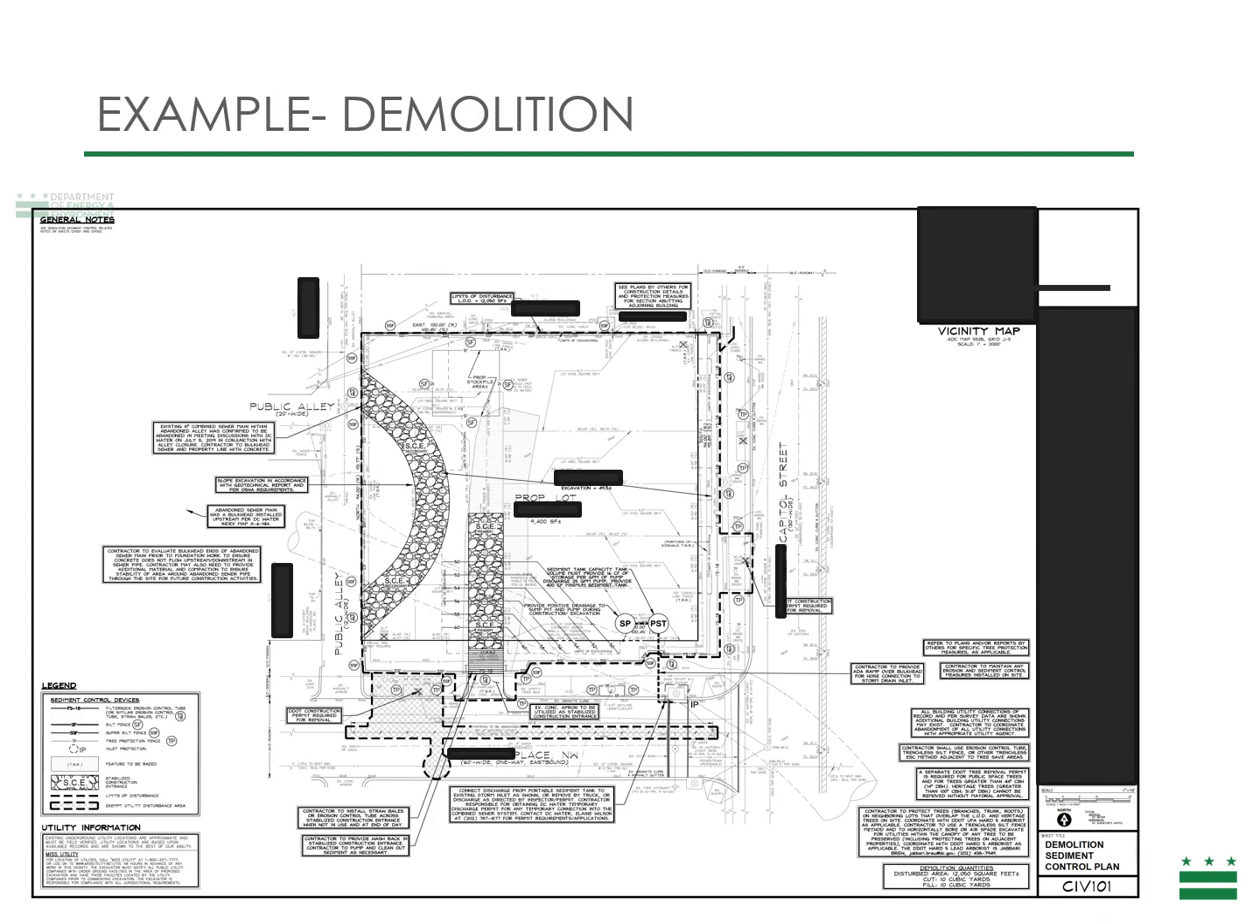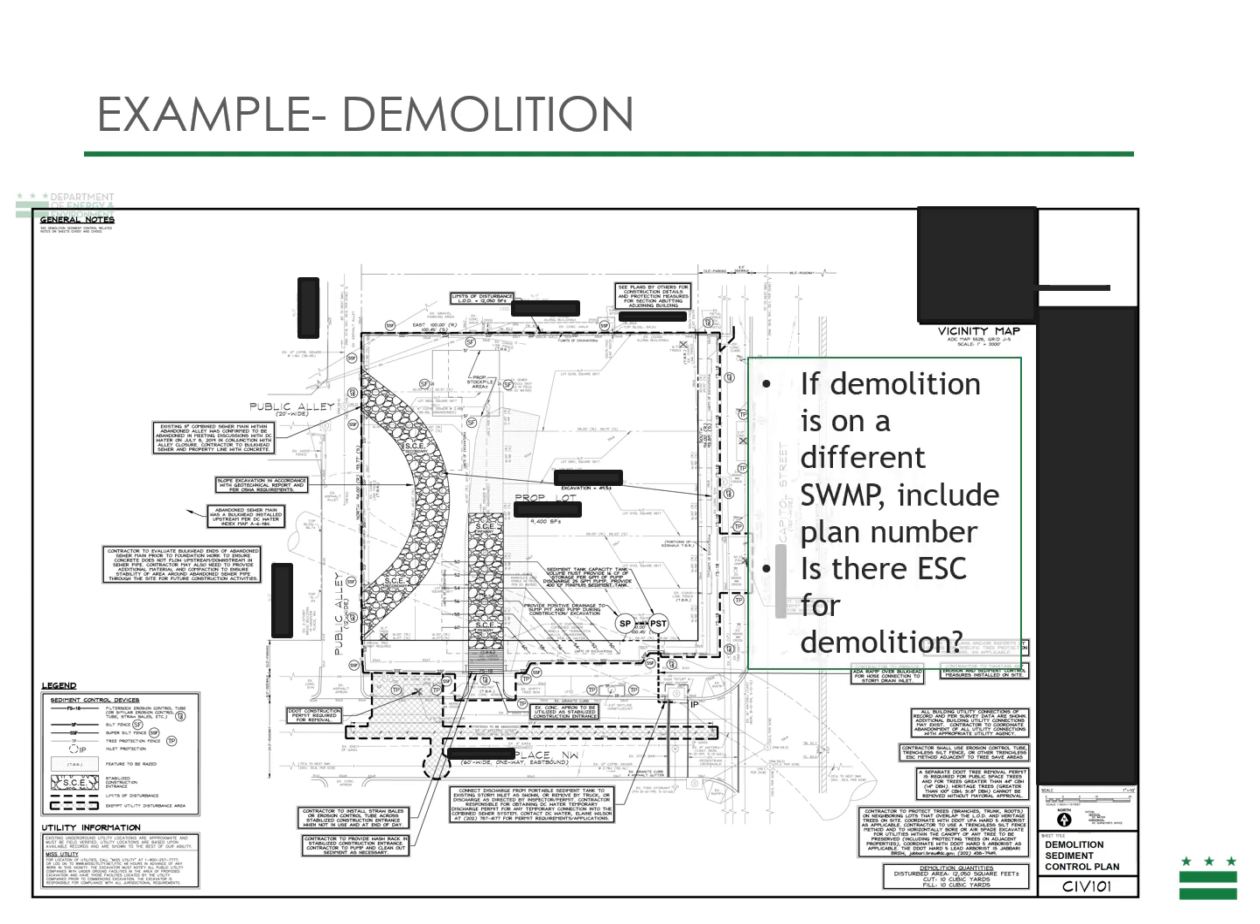So next sheet I'll talk about is demolition. You may or may not have this sheet in your plans. One other note is if demolition was done on a different stormwater management plan, so say it was submitted earlier on a different plan and then the construction is on this newer plan, make sure you include the demolition plan number in there. And then there should be erosion sediment control for demolition.